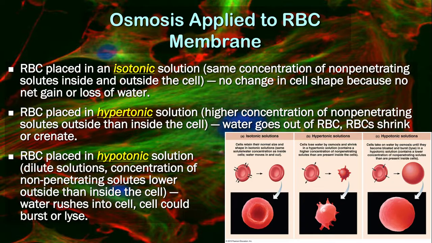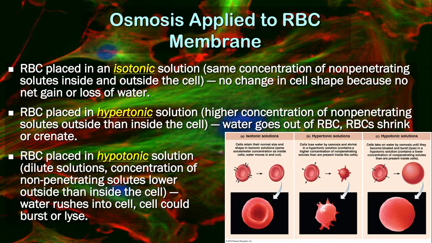Do cells do their job if they're not the right shape? No. If you insert a hypotonic solution, what's going to happen to their cells? They're going to burst. Do the cells function well if they're burst? No. Eventually, you'll die. Okay, so we've got our solutions.